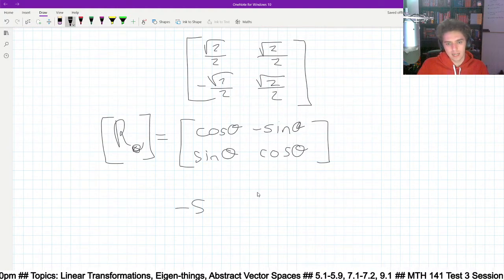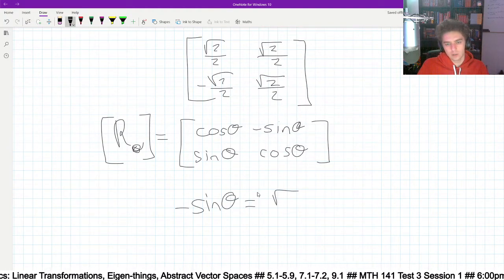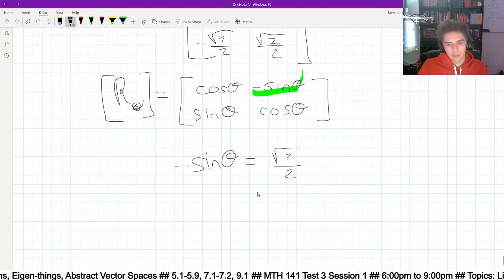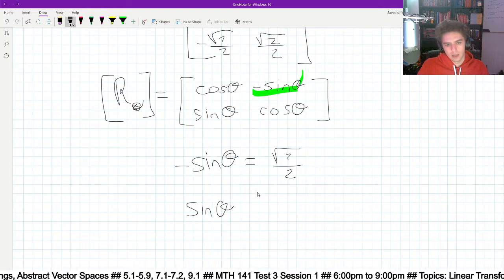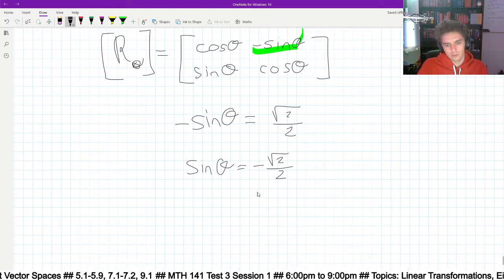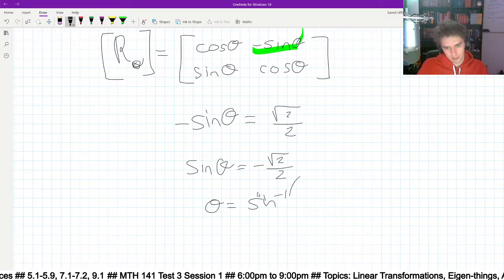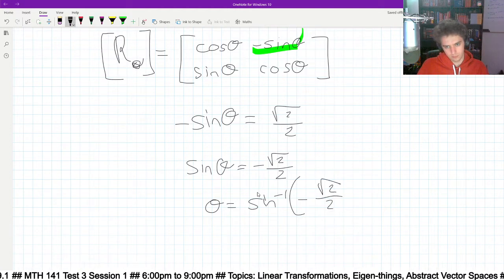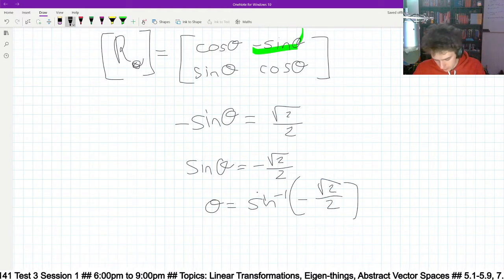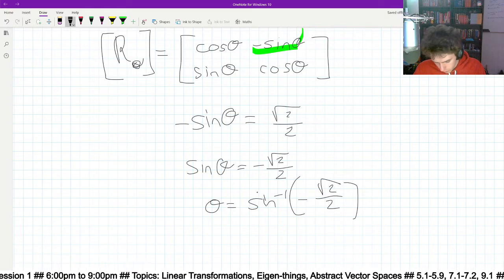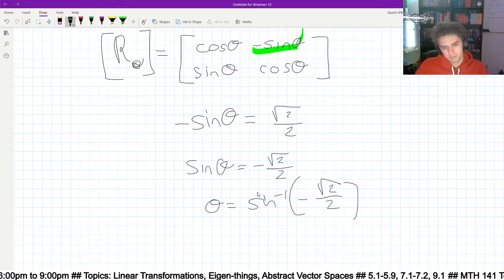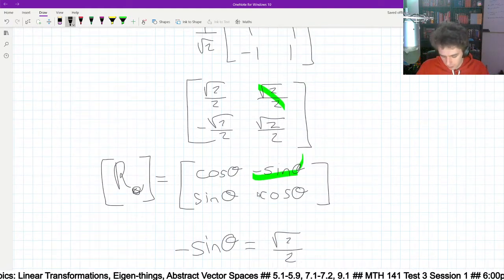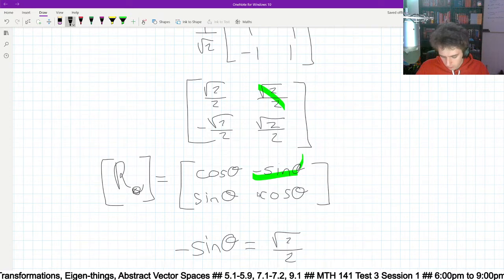From here, I'll use this one because this is the most useful one. So I'm going to say negative sine theta equals root 2 over 2, right? And so let's just check. So sine theta equals negative root 2 over 2. Theta equals the sine inverse of negative root 2 over 2. Right, and the sine inverse of root 2 over 2 is pi over 4. And let's just check if that works for the rest of them. So cosine of pi over 4.